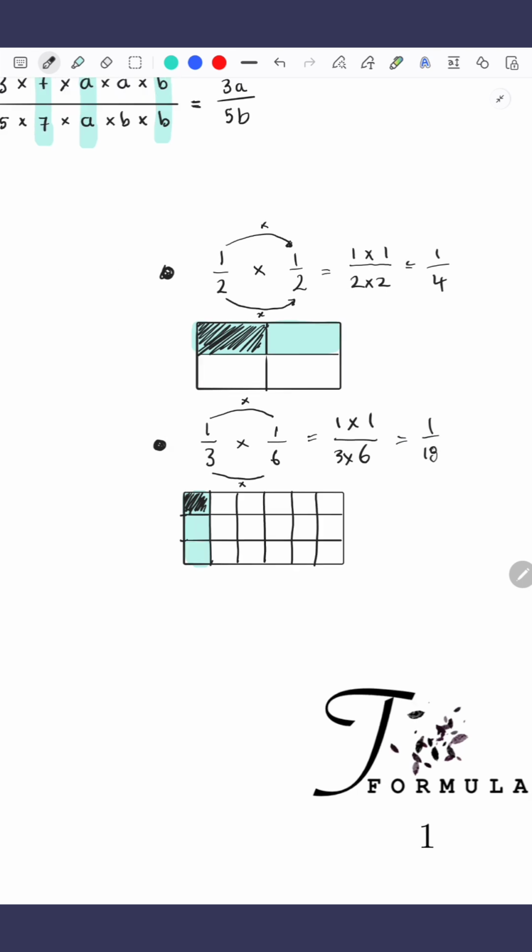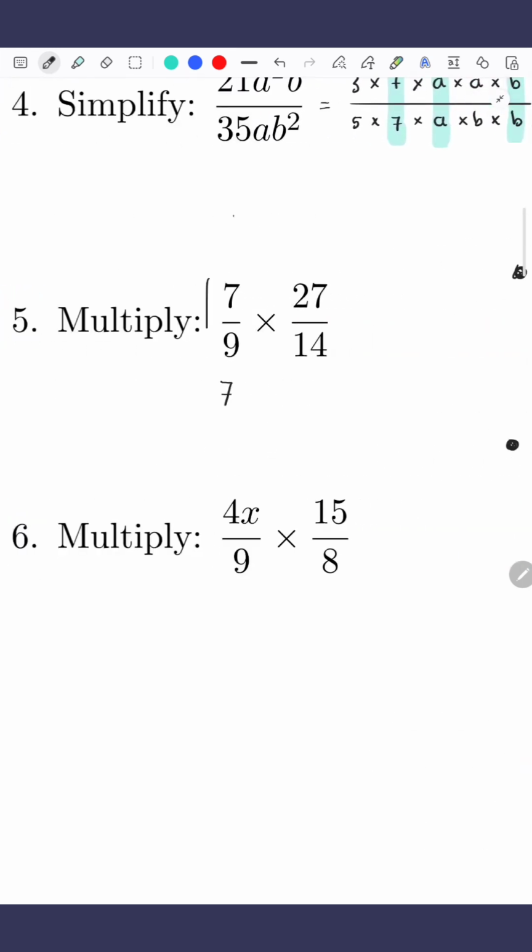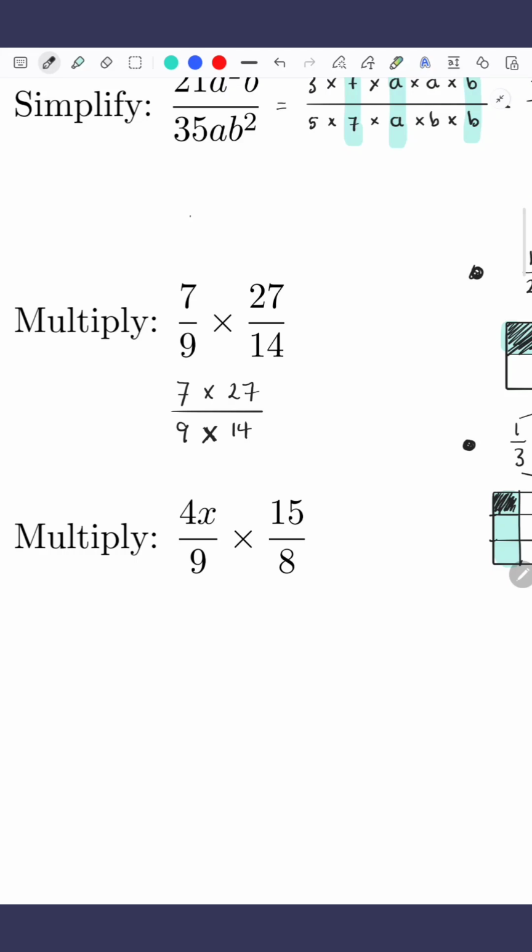Okay, so let's go back to our example over here. If these are being multiplied together, I could do 7 times 27 over 9 times 14. Now, to avoid the trap of dividing the top and the bottom by something, we're going to go back to how we can use the primes.